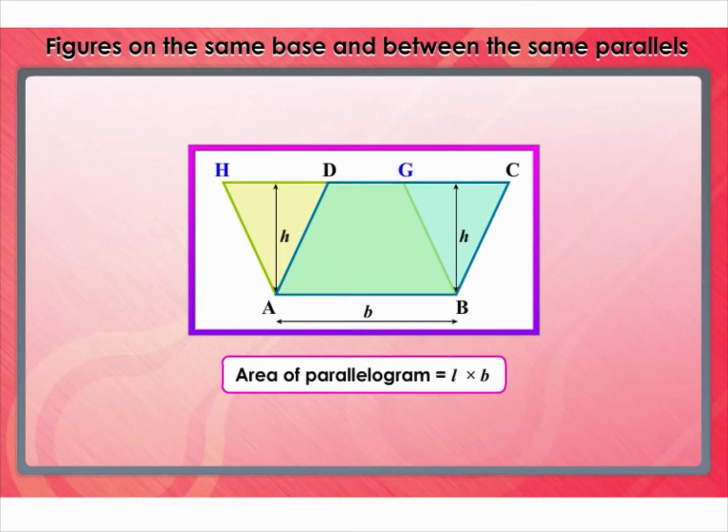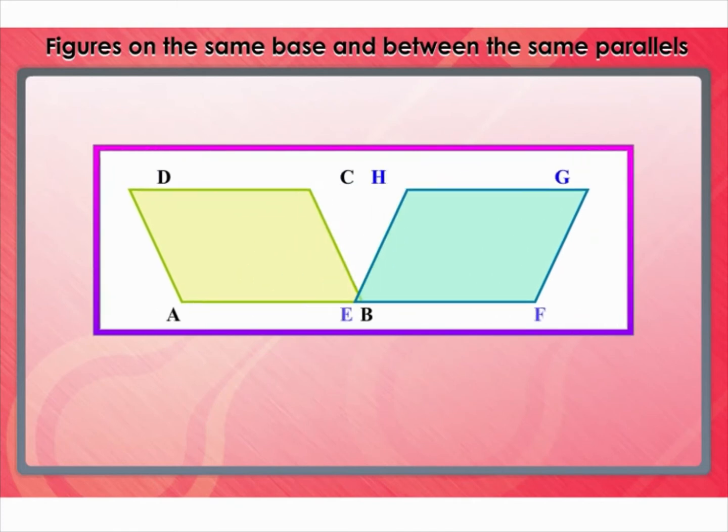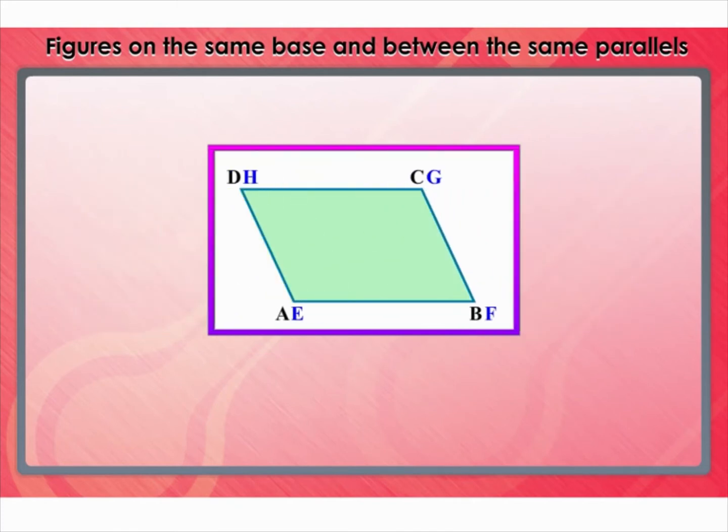We'll name the height small h. The bases and heights of both the parallelograms are equal. Does it imply the areas of both the parallelograms are equal? Let's see. Yes, it does. Area of parallelogram ABCD is equal to the area of parallelogram EFGH.